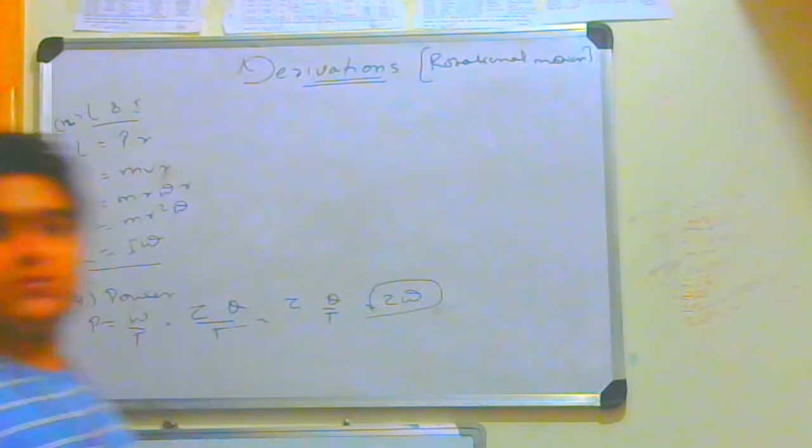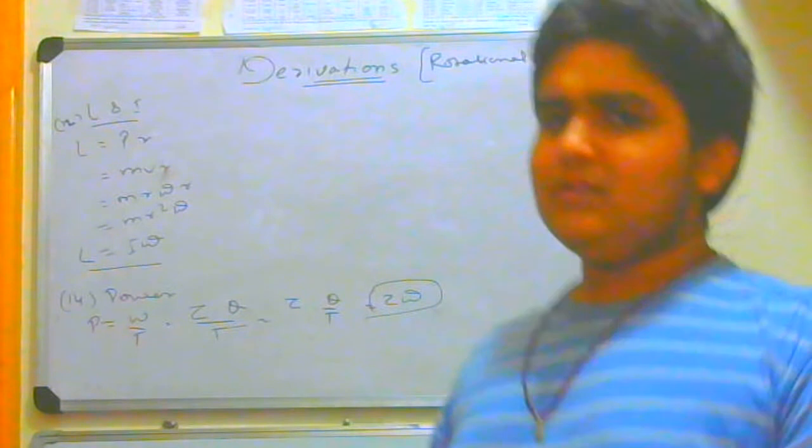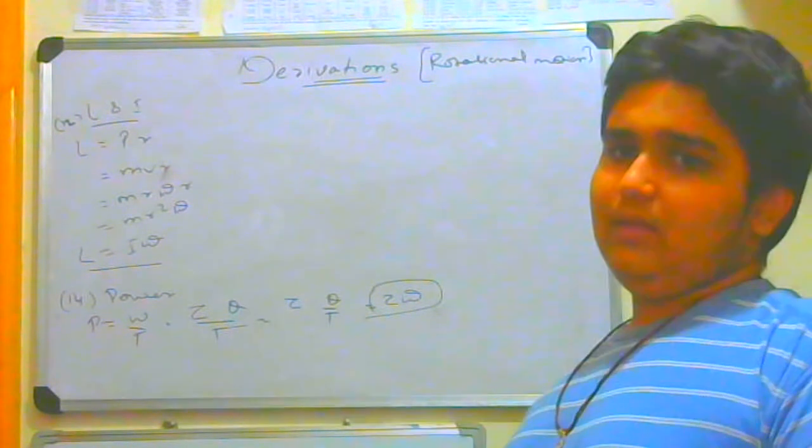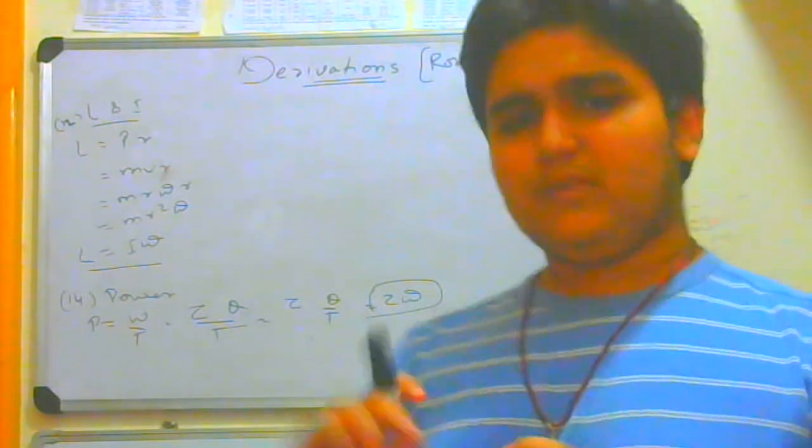Okay, so that's a very small set of derivations. हालांकि यहाँ पे नंबर ज़्यादा है, 14 derivations है, काफ़ी छोटे छोटे derivations, अब एक साथ हो जाएगा सब कुछ. Now we'll do gravitation next video में. Thank you.